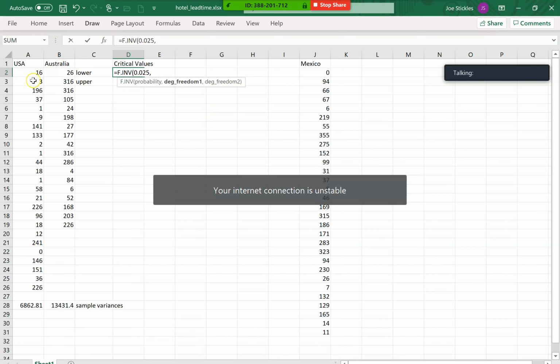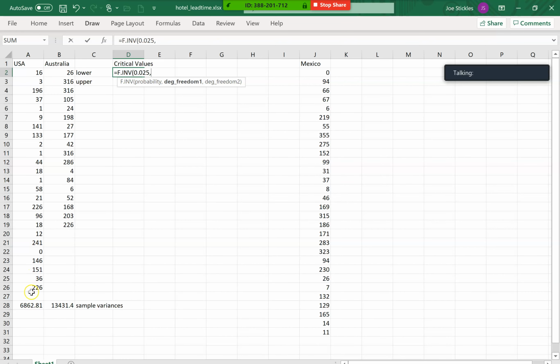All right, so there are 25 numbers here in the sample size for the USA. Remember, for degrees of freedom, we subtract 1, so we'll have 24 for degrees of freedom 1. There are 18 for Australia. Again, we subtract 1, so 17. So that gives us our lower critical value. Do the same process for the right tail. We had 24 for the numerator and 17 for the denominator, and we get that.